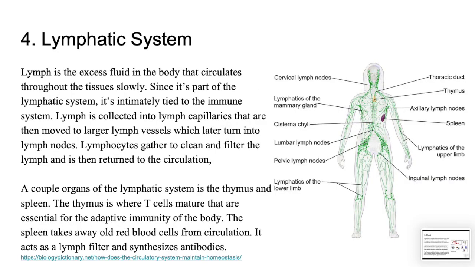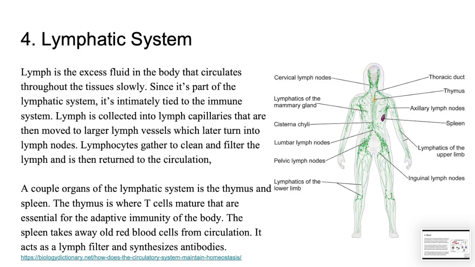Lymph is the excess fluid in the body that circulates slowly throughout the tissues. Since it's part of the lymphatic system, it's intimately tied to the immune system. Lymph is collected into lymph capillaries that are then moved to larger lymph vessels, which later lead to lymph nodes. Lymphocytes gather to clean and filter the lymph, which is then returned to the circulation.